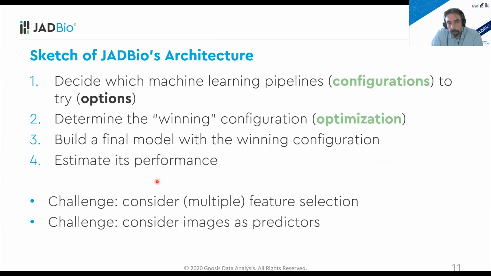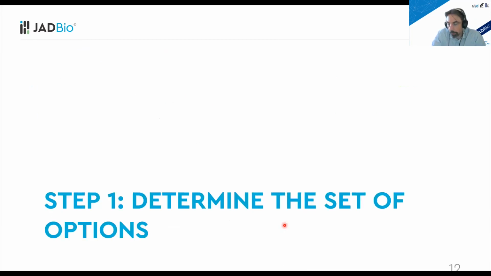So we can break down our design choices and how we build the architecture in 4 steps. Step number 1, how do we decide, out of the hundreds of machine learning algorithms out there, which one to use and how to combine them, essentially which machine learning pipelines to try. I'm going to be using the term configuration for a machine learning pipeline. So these are options to construct models. And then we need to determine which one wins and produces the best models on average, how we build the final model and how we estimate its performance. And somewhere in there, we also need to consider that we want to solve the feature selection problem. And also how we use images as predictors, which in this talk I'm not going to go into for time purposes. All right, step number 1, how do we determine the set of options?